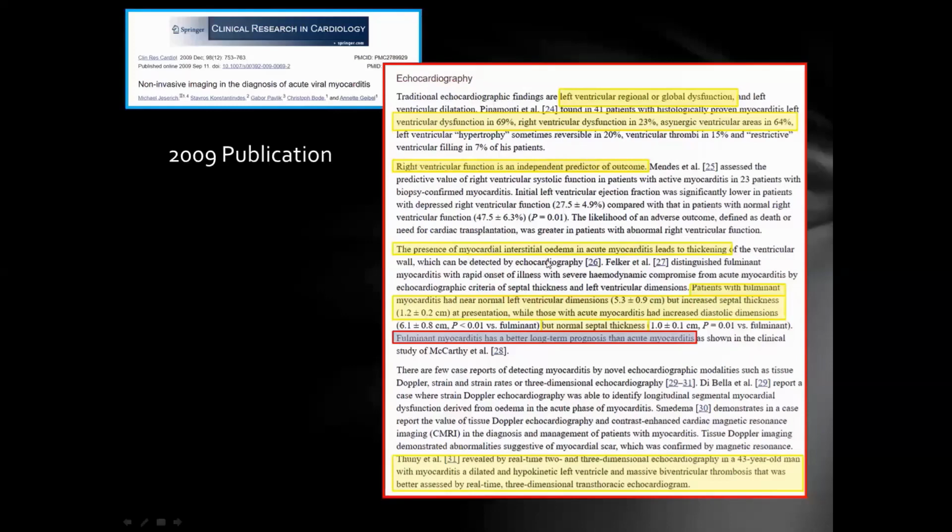You do note the presence of myocardial interstitial edema, and then patients with fulminant, which is the more rapid onset, egregious type, had near normal left ventricular dimensions, increased septal thickness, but they also had a much worse LVEF. And in this paper, they were saying that the fulminant or more acute onset people had a better long-term prognosis.